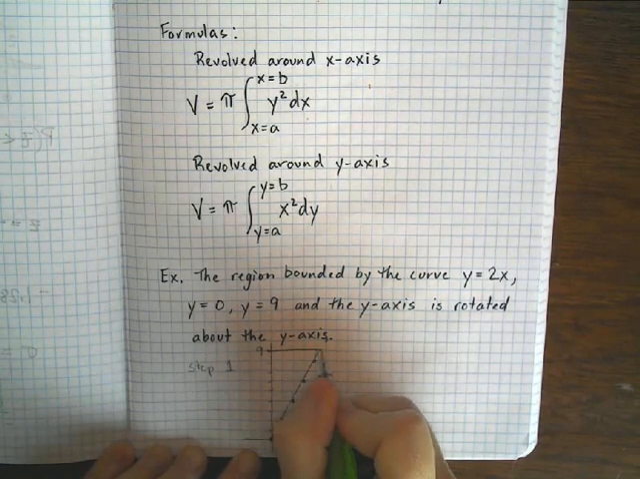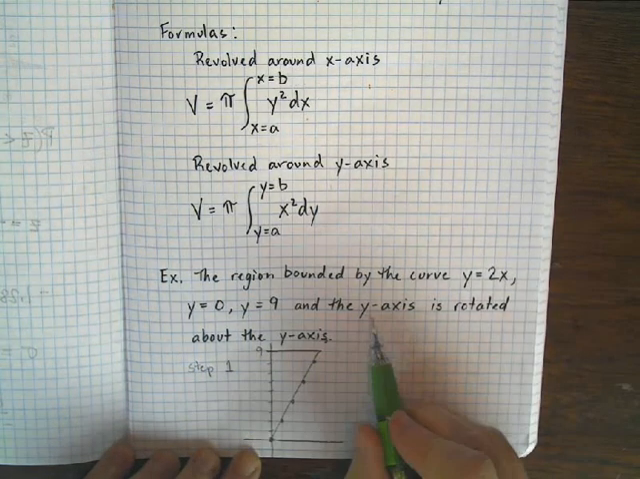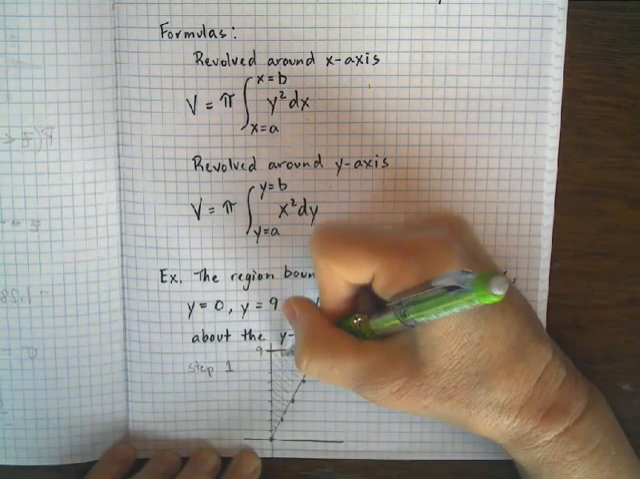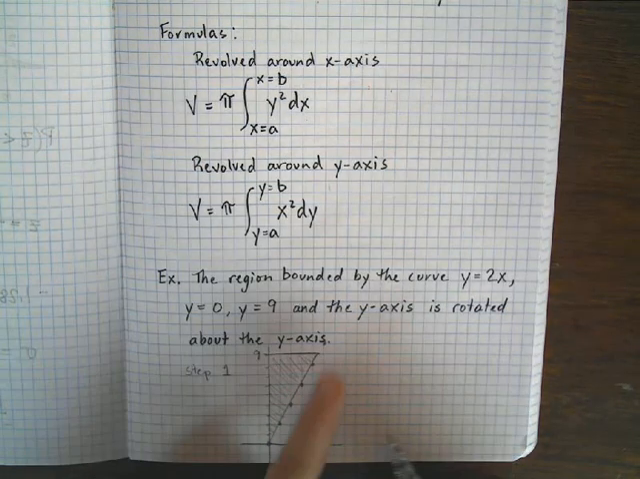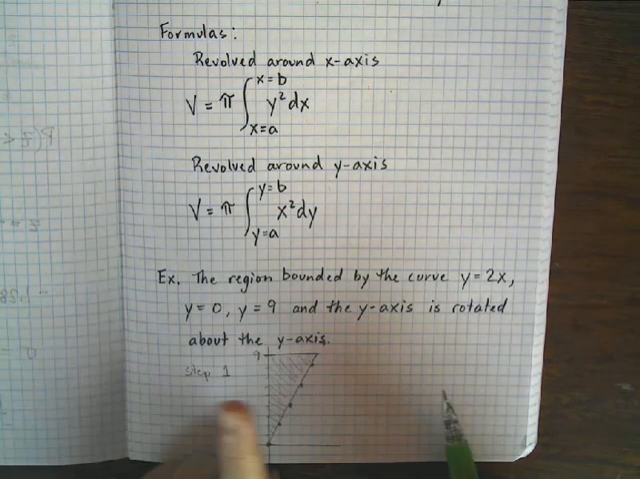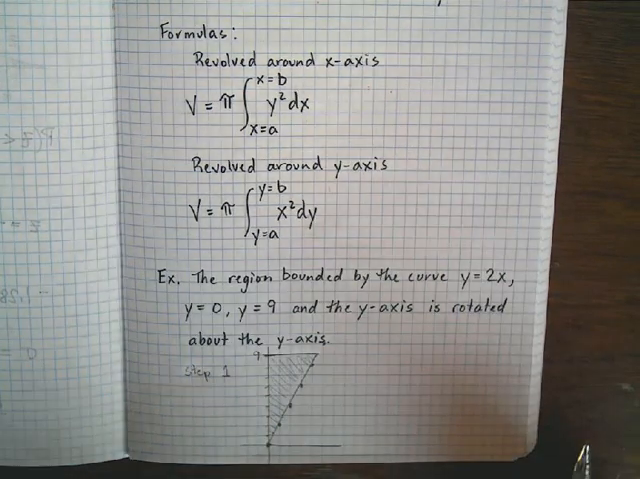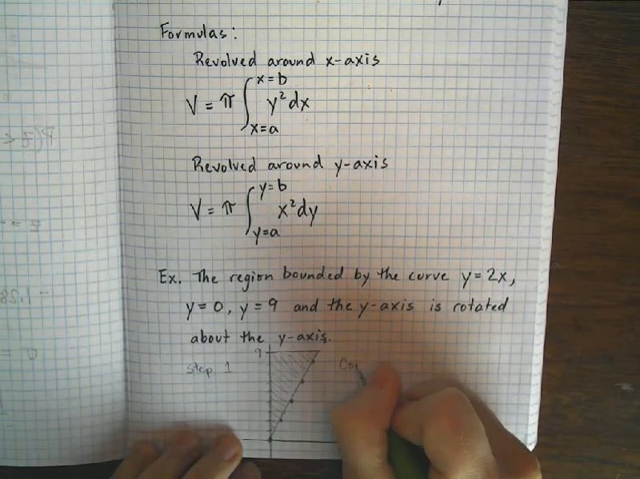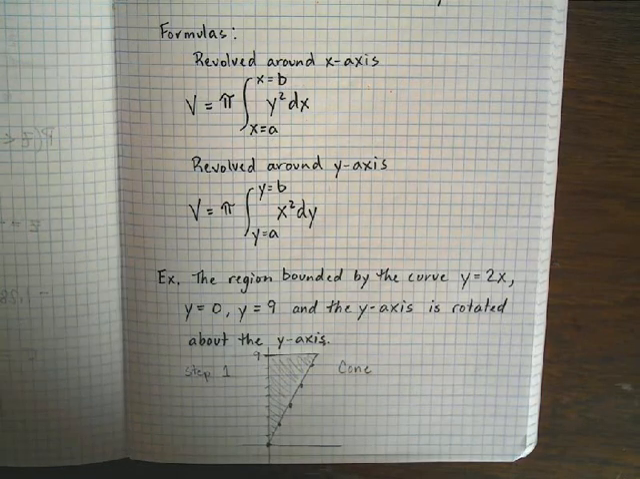So this is the region that is going to get revolved around the y-axis. Here's the y-axis. If you imagine taking this triangle and rotating it 360 degrees around the y-axis and making a 3-dimensional object, you would have a cone. So it is actually possible to just look up the formula for the volume of a cone, and you could just do that. But we're going to use calculus.